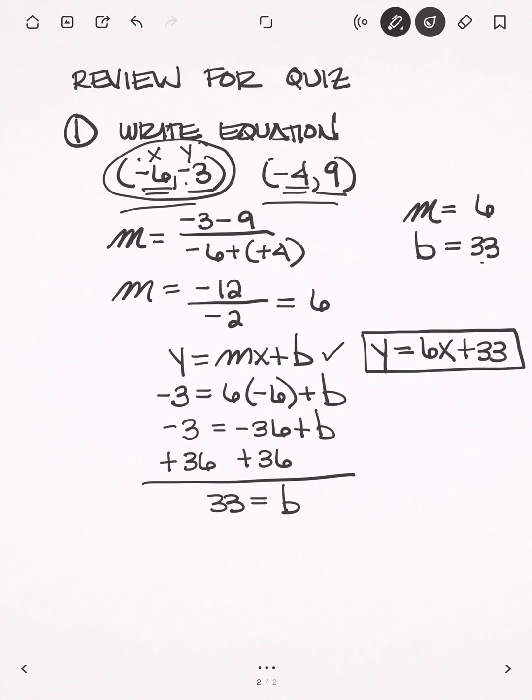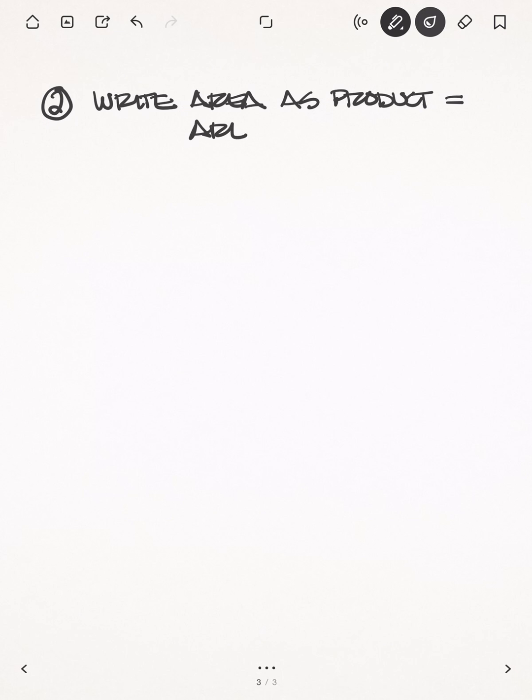Okay, the next page. The next problem, they're going to give you a diagram. And it's going to give you some information, and you're going to have to find the missing areas and dimensions. And the directions will say, write the area as a product equal to the area as a sum.